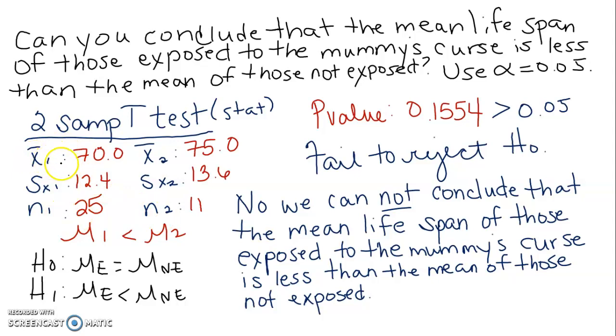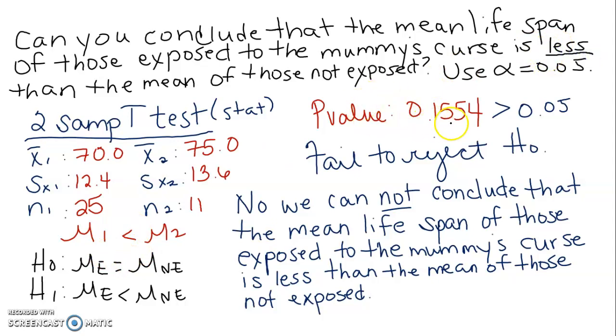The sample mean of those exposed was 70. The standard deviation was 12.4, and the number was 25. The mean of those not exposed was 75 with a standard deviation of 13.6, and the number in that sample was 11. So we ran the test as a less than, because that's what it was asking up here, less.